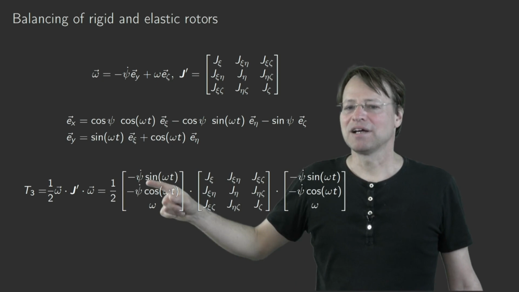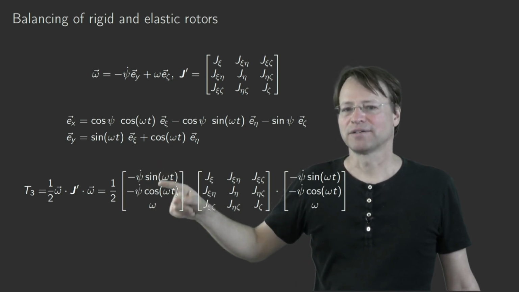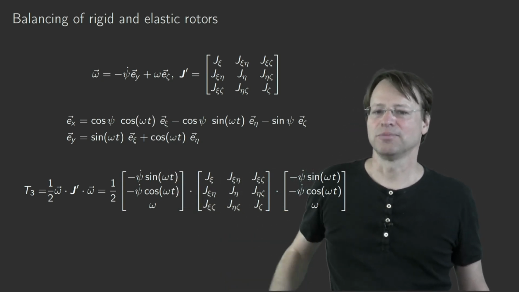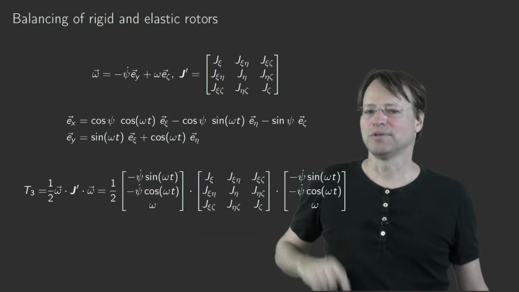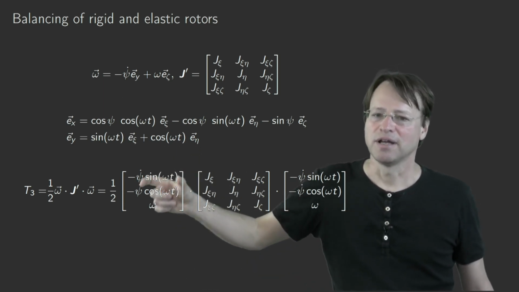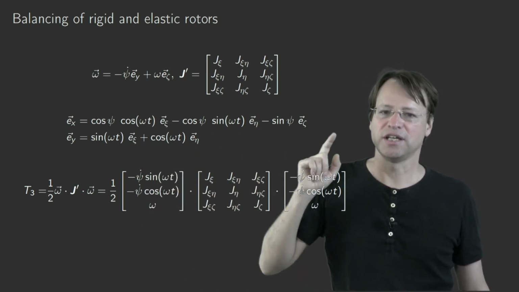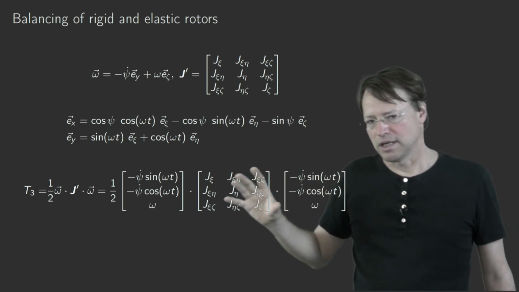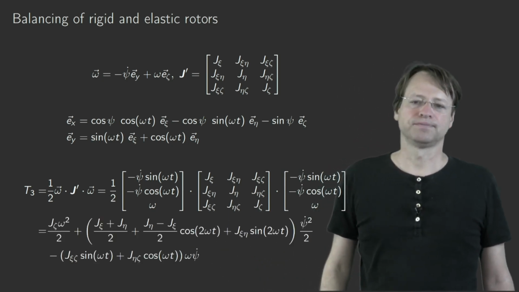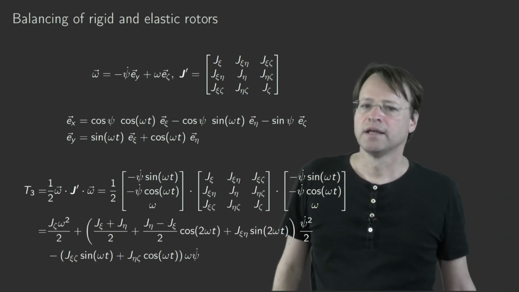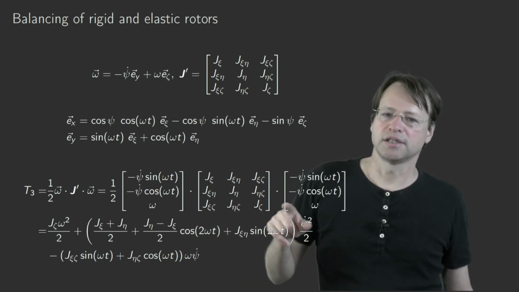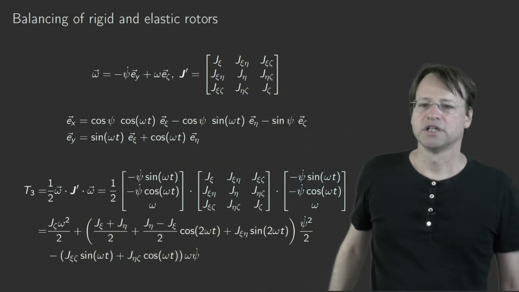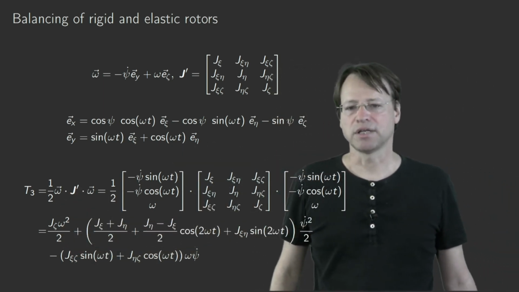So we plug in for the vector omega, we plug in e sub y, we get minus psi dot sine omega t, minus psi dot cosine omega t, and omega as before, nothing changes here. We have it here, we have the dot product, we have our J here, we have another dot product, and we just have again omega. We carry out all these dot products here. Very technical. What you can see, you can see it from the last term here already, is the contribution that matters for the rotation of the rotor, J zeta omega squared divided by 2.